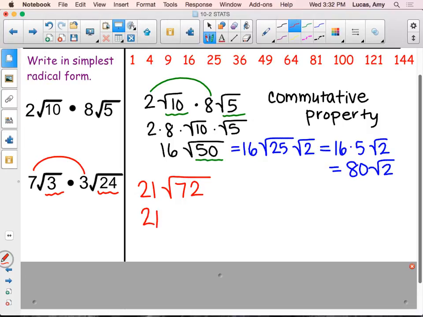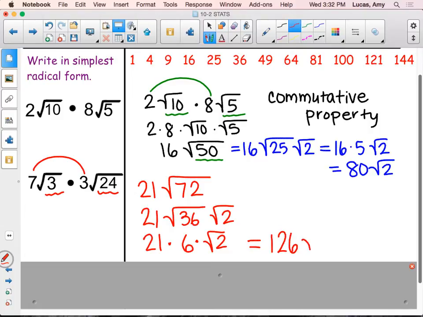72 simplifies into 36 times 2. The square root of 36 is 6. So 21 times 6 is 126 times the square root of 2 in simplest radical form. So the numbers in front of the square roots get multiplied together, the numbers underneath the square roots get multiplied together, and then simplify it. Look for the biggest perfect square factor and simplify.